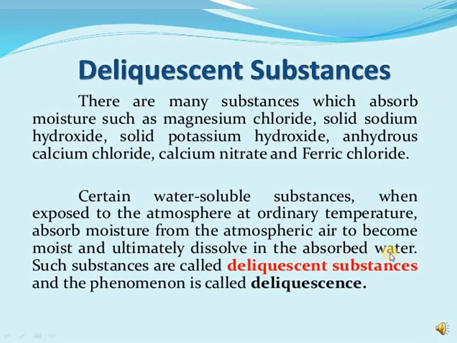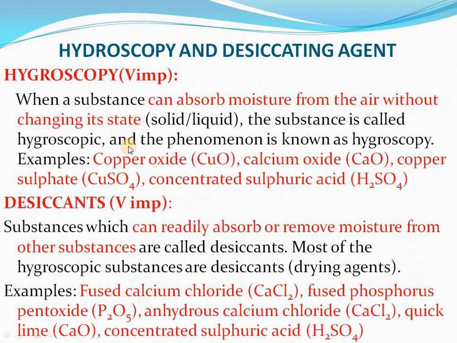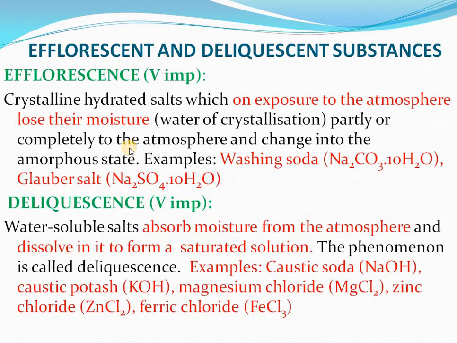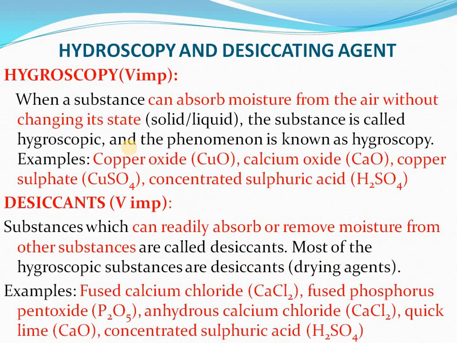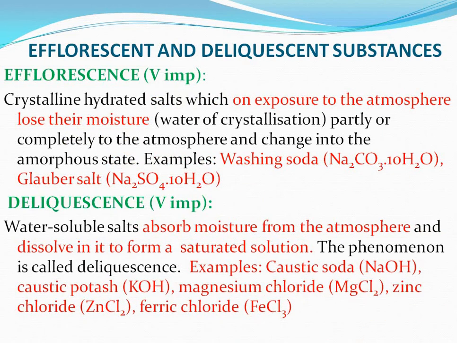It means the state is changed. Earlier it was solid, now changed into liquid. This is the point. This is the difference between deliquescent and, further, we'll do hygroscopy. So you see here, we have done efflorescent. On exposure to atmosphere they lose their moisture partially or completely. Examples are washing soda and Glauber's salt.